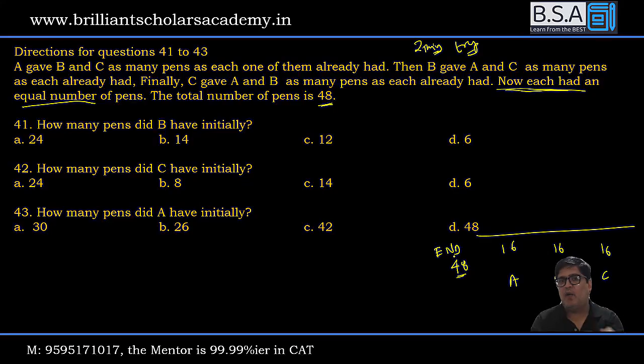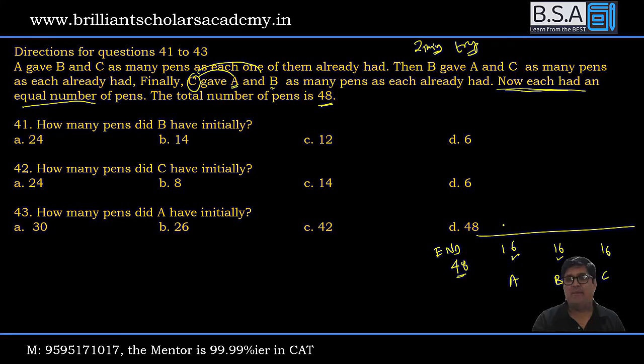Before the end, what happened? Before it just ended, C gave A and B something which is equal to their own values. If I have 10 pens, C will offer me 10 more. C will basically double my pens. If I'm A, if I'm B, I have 10 pens, C will double it. So can I say this 16 and this 16 is because C doubled them.